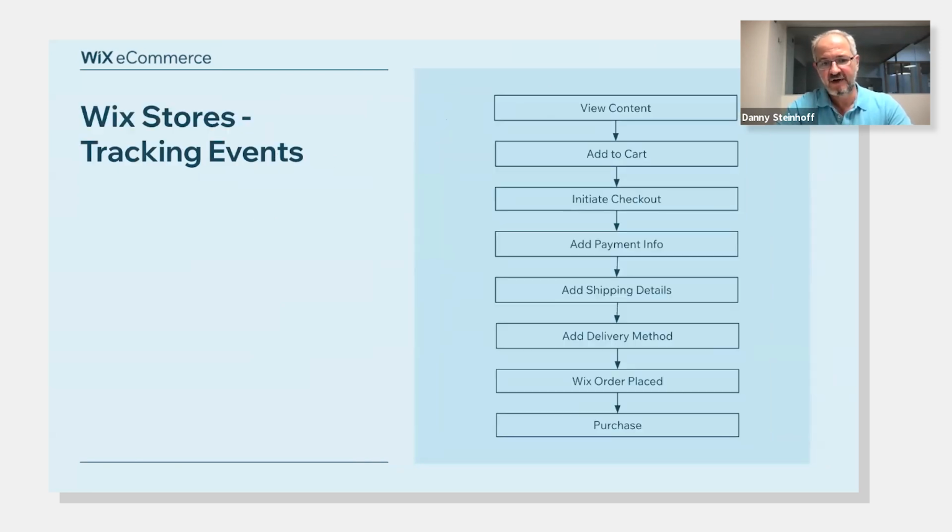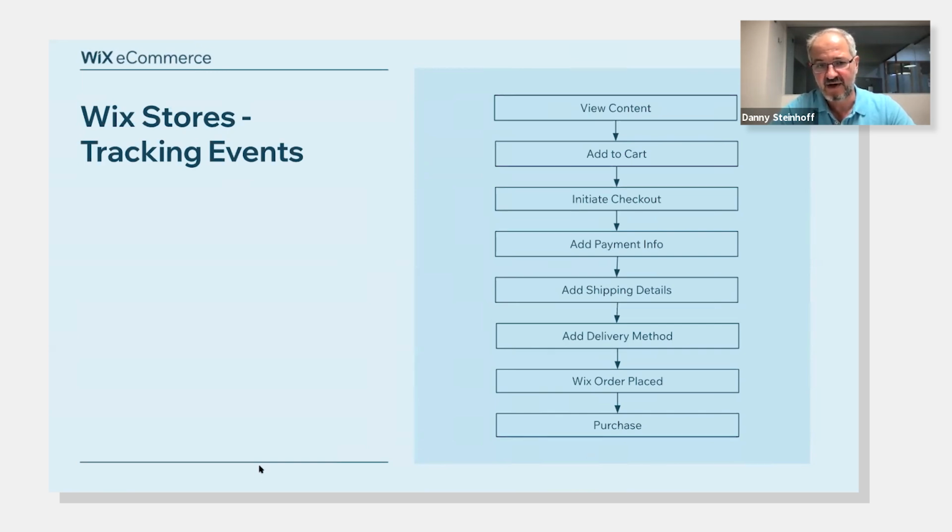Okay, so here I'm giving you an example of what we report at Wix Store. That's a good solution if you have only Wix Store and nothing else. When the customer comes to your website, the first thing, when he sees your product, we fire a so-called view content event. Then it will be add to cart. Of course, this journey is step by step. At any time, the user can drop the journey.